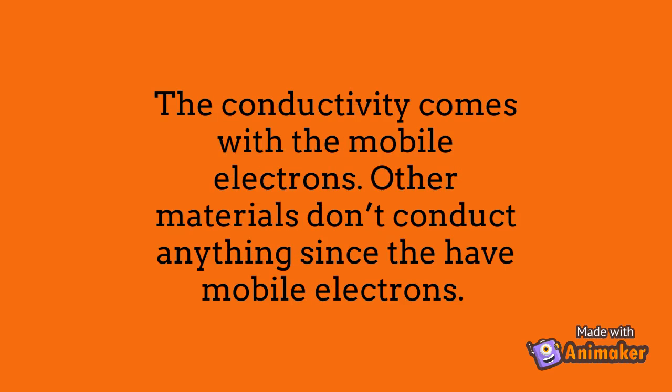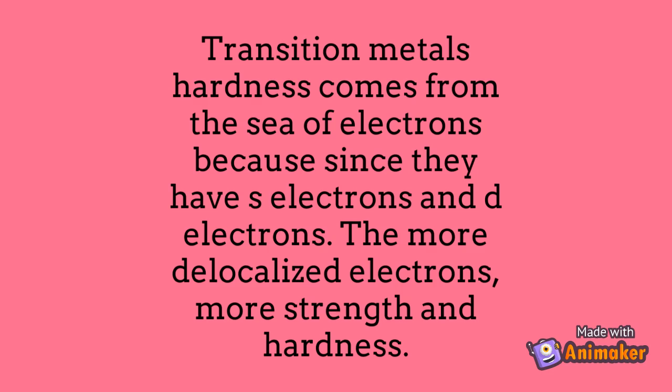Metals are good conductors because of the delocalized electrons. They move heat and electricity from one place to another. And the strength comes with the number of electrons. Transition metals have more strength because they have s electrons and d electrons.